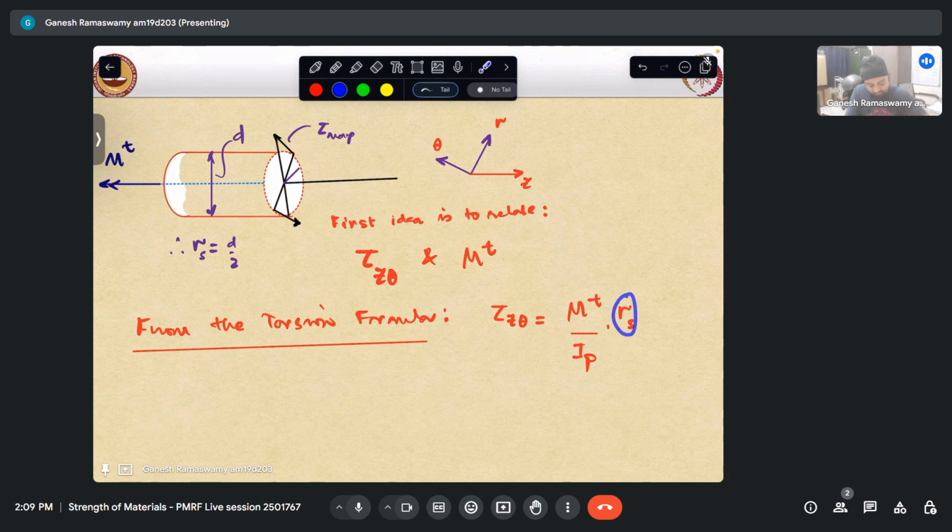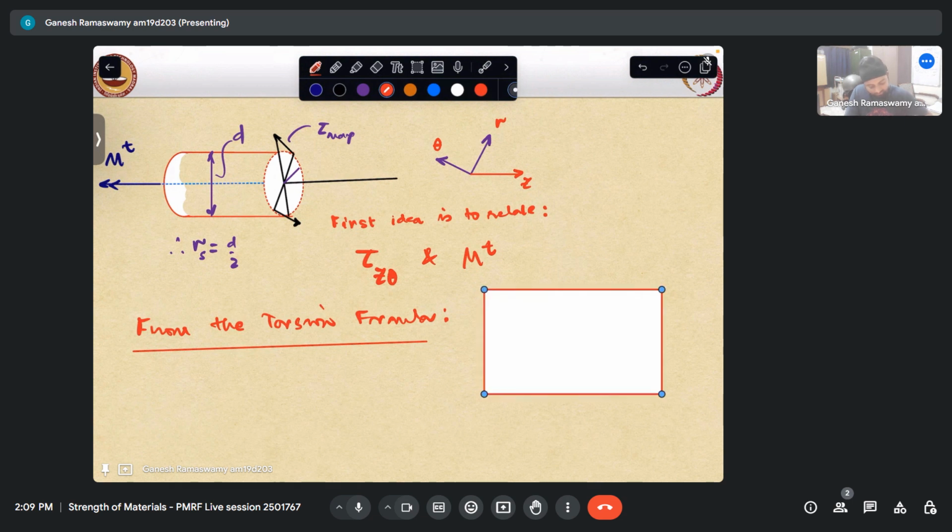Rs is nothing but the radius of the shaft. In fact, I shouldn't say rs, I should say just r. When r is equal to rs, tau is equal to tau max. So this is the actual relation. So this is one part of the torsional formula.